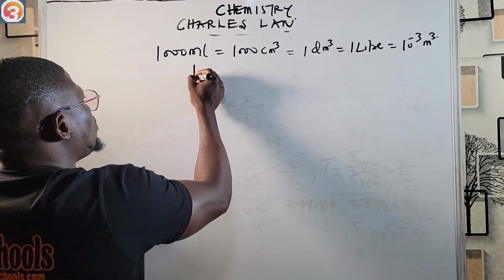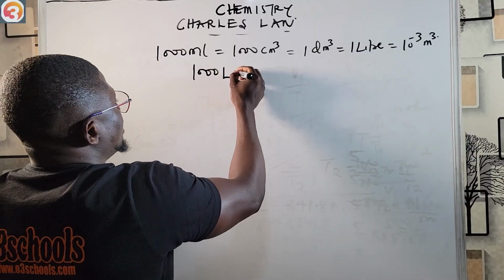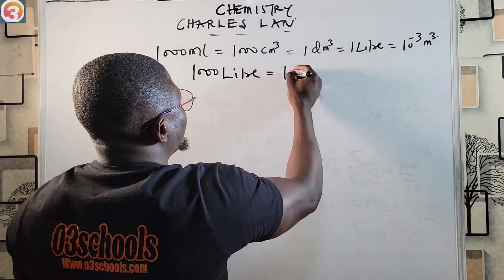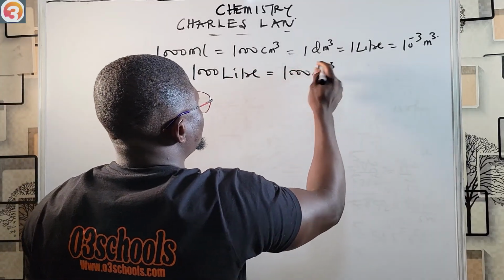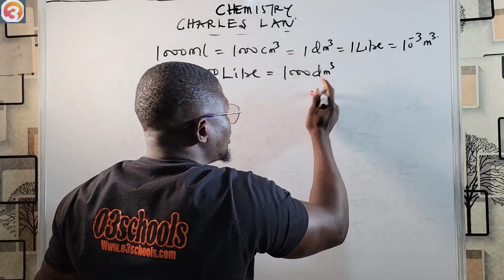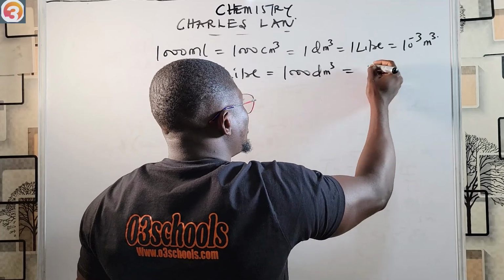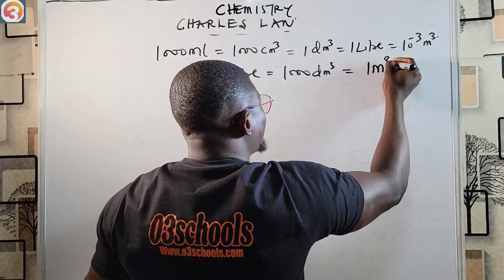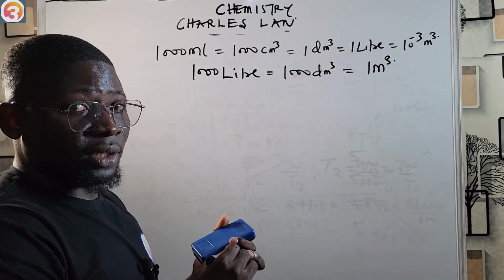Also, 1000 liter is equal to what? 1000 dm cubed. Is that not true? Because 1 dm cubed is 1 liter. That means 1000 liter is also 1000 dm cubed, and this will also be equal to what? 1 meter cubed. All right, get that.